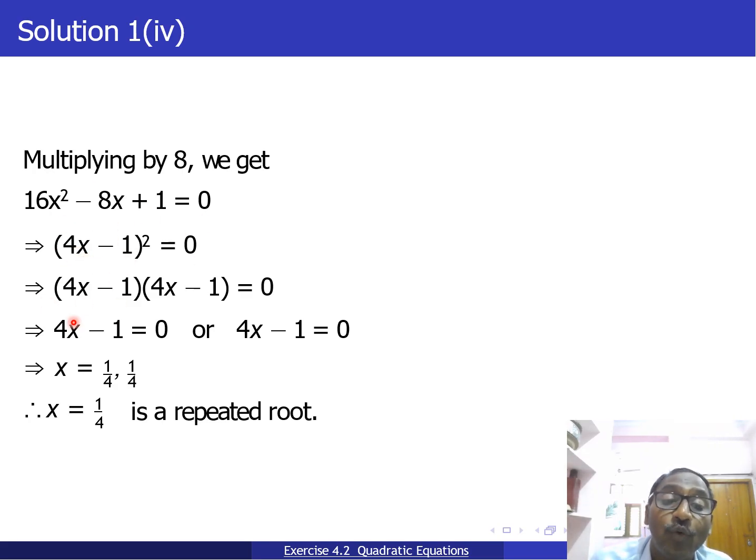There implies 4x minus 1 times 4x minus 1 equals 0. There implies 4x minus 1 equals 0, 4x minus 1 equals 0. There implies x equals 1 by 4. From here also x equals 1 by 4. Therefore, x equals 1 by 4 is a repeated root.